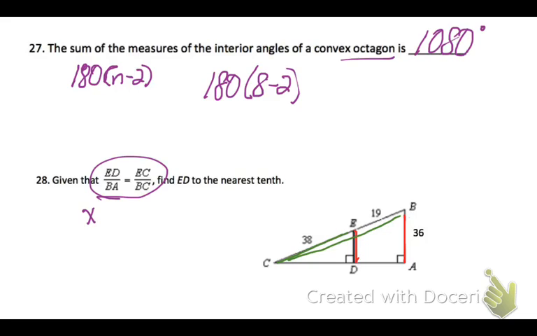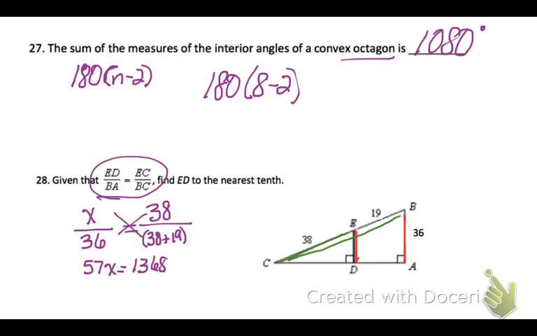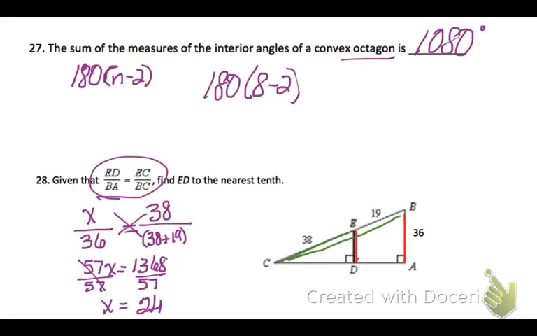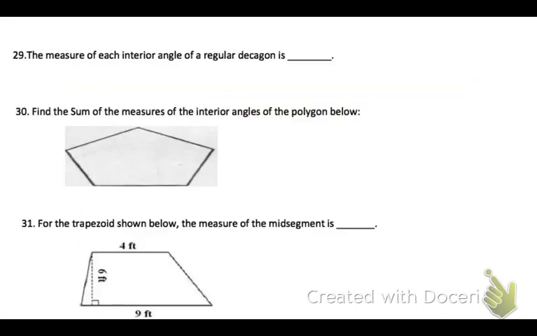So ED is what we're finding. We're going to call it X. BA is 36. EC is 38. And to find BC, you have to add 38 and 19. Okay, now I'm just going to cross multiply and then solve this. And I get that X equals 24. Okay, I'm going to go back and make sure, yeah, good, I got all that.